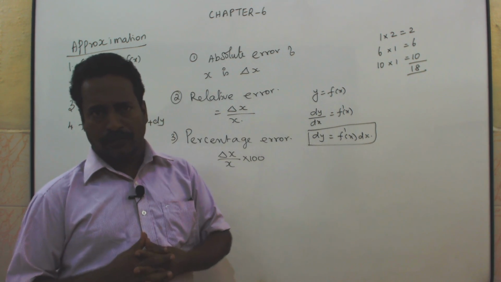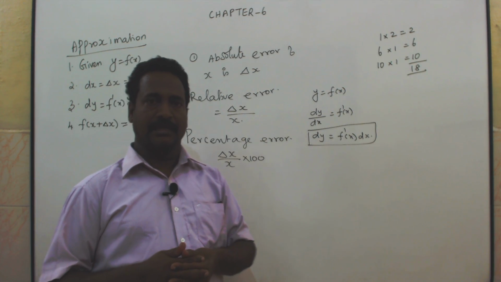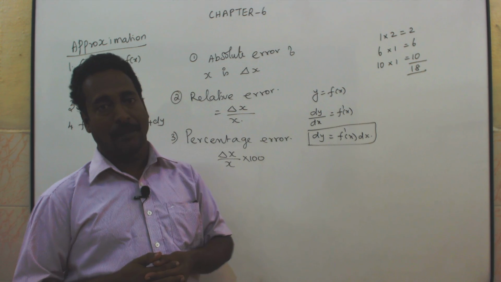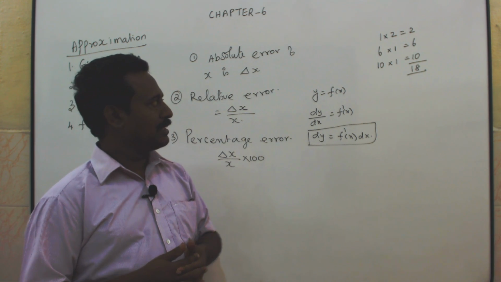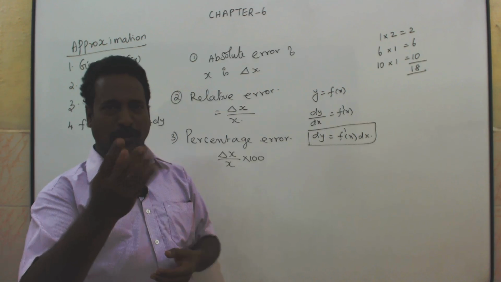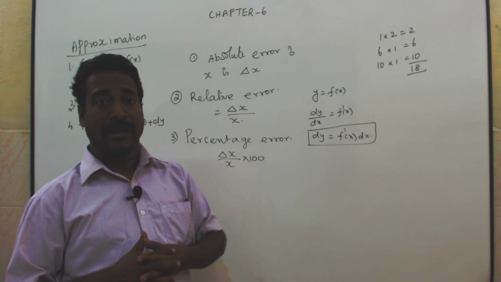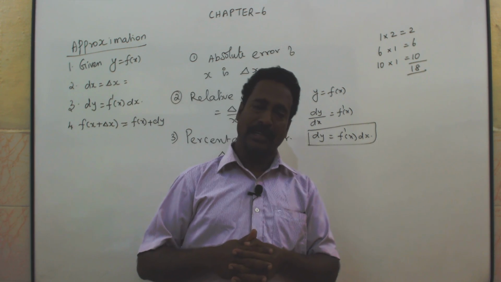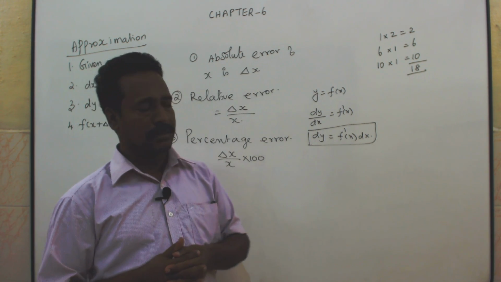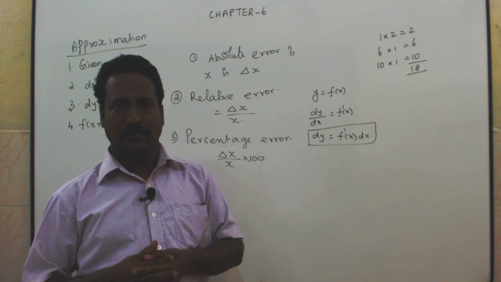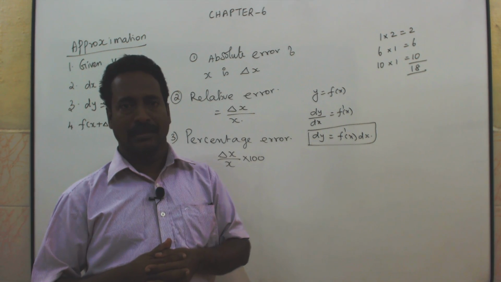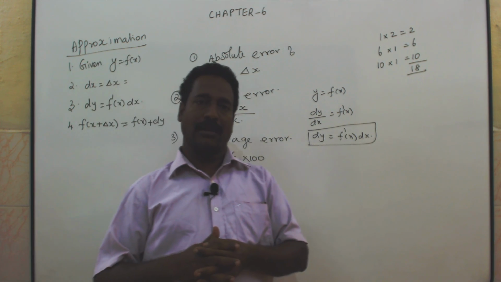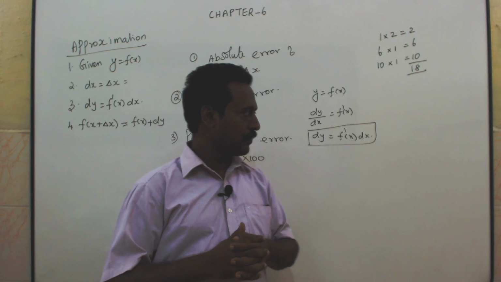In my point of view, the easiest chapter in the second volume is chapter number 6, differential calculus application 2. Especially from the 10 mark point of view, there are only few problems, only 9 or 10 problems. If you know those problems, definitely you will get 1 10 mark question in the public examination. 6 mark is also very easy in this chapter. So, we can attend 1 10 mark and 1 6 mark from this chapter.